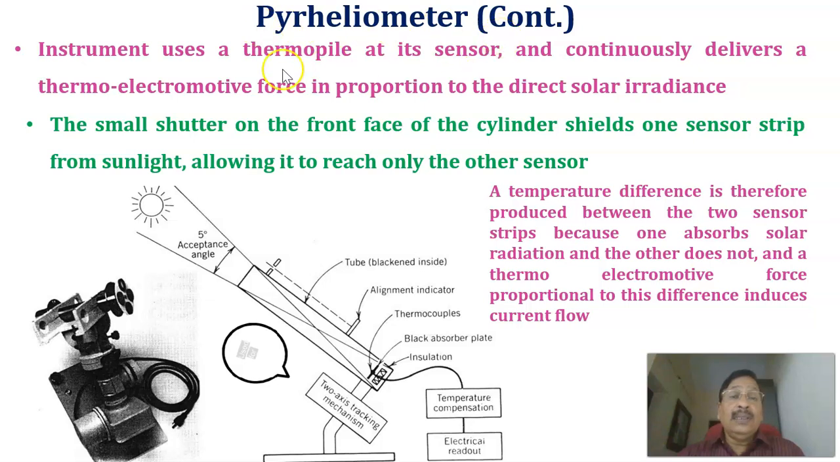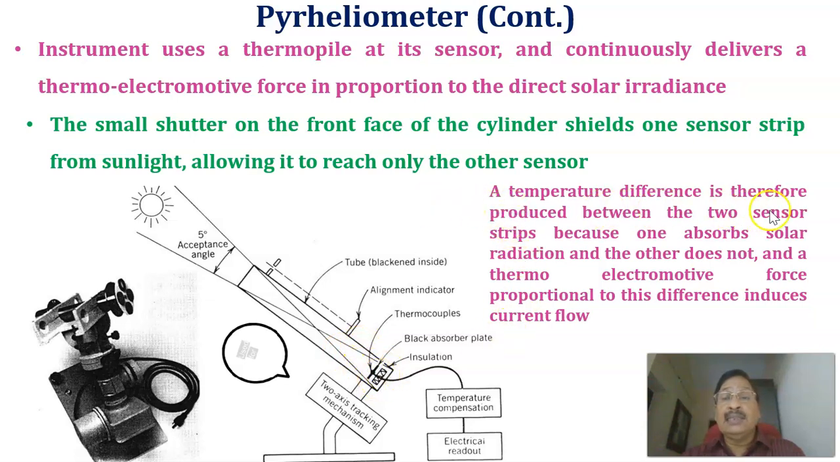Continuing with the pyrheliometer, the instrument uses a thermopile as a sensor. The thermopile continuously delivers a thermo-electromotive force proportional to the direct solar radiation. When direct solar radiation falls on the black surface, its temperature rises and an EMF is produced that is proportional to the temperature rise, or in a way proportional to the direct radiation falling on the black surface.